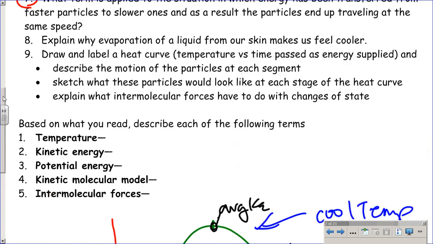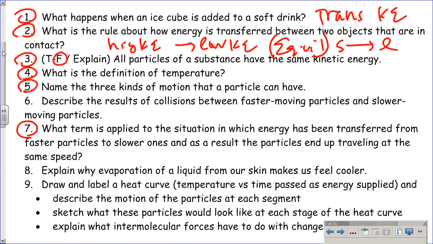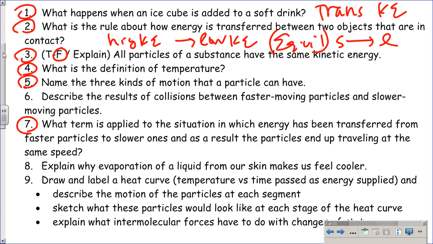Okay, so let's go through a couple more here. Number four. What is the definition of temperature? Who got that far? Tanner, you got me? The average kinetic energy. Basically, that's it, right? We just went over that.